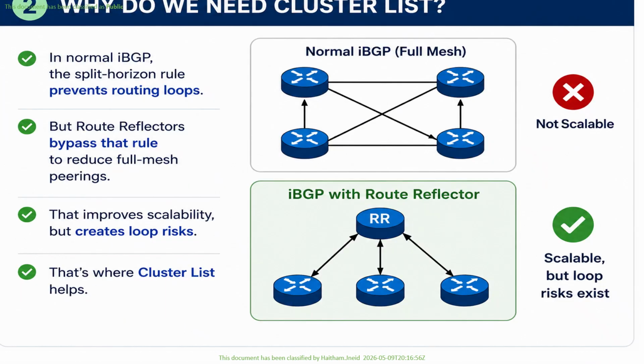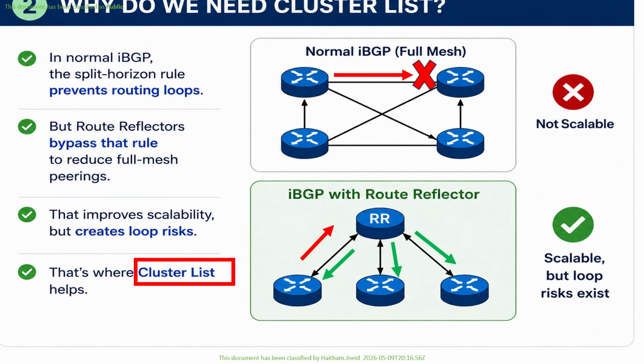So remember, in normal iBGP, the split horizon rule prevents routing loops, but route reflectors bypass that rule to reduce full mesh peering. That improves scalability but creates loop risks. That's where cluster list helps.